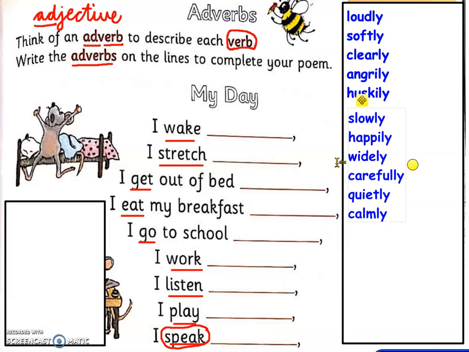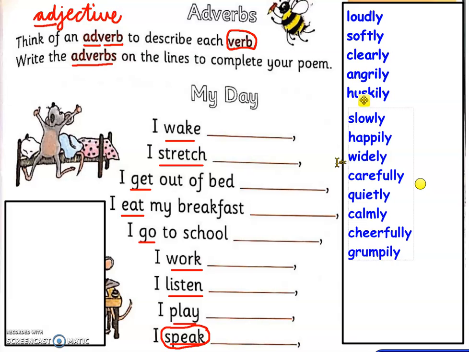What way might you get out of bed? Are you going to get out of bed cheerfully? Are you happy to get out of bed? We have happily already. Or you might get out of bed grumpily. Maybe you're a grump in the morning and you don't want to be getting out of bed.